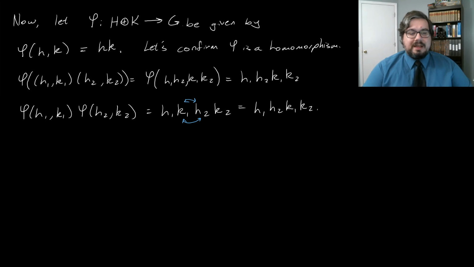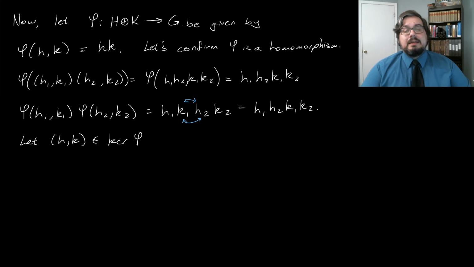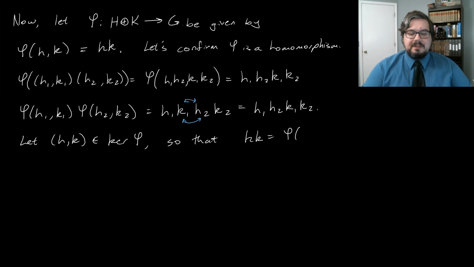So now let's show that phi is a bijection. We'll show that it's an injection. So let (h, k) be in the kernel of phi. We've shown phi is a homomorphism, and so to show that phi is injective, it's enough to show that the kernel of phi is trivial, which only contains the identity element. So let (h, k) belong to the kernel of phi, so that hk, which is phi of (h, k), is the identity.